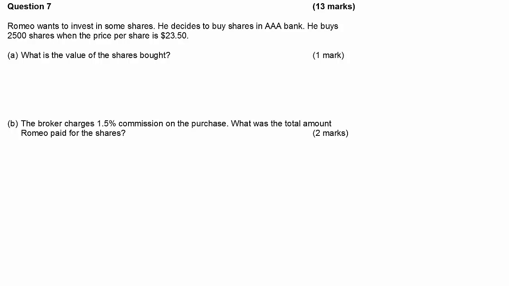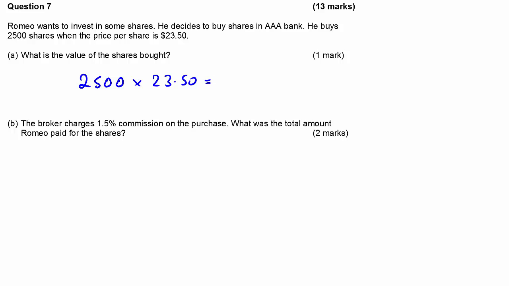Romeo wants to invest in some shares. He decides to buy shares in YAA Bank. He buys 2,500 shares when the price per share is $23.50. What's the value of the shares bought? Well, that's just going to be 2,500 times $23.50.